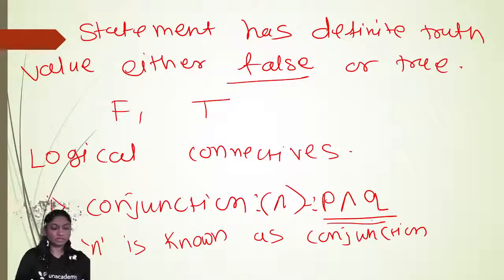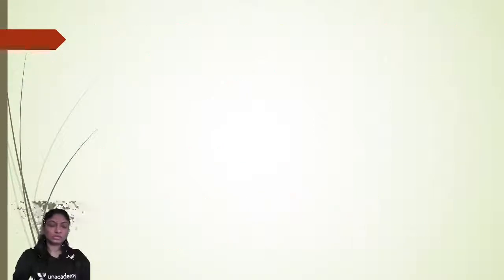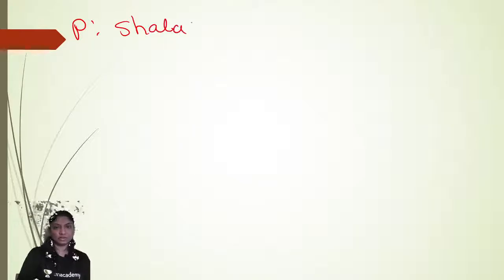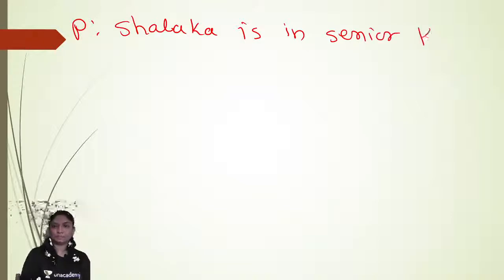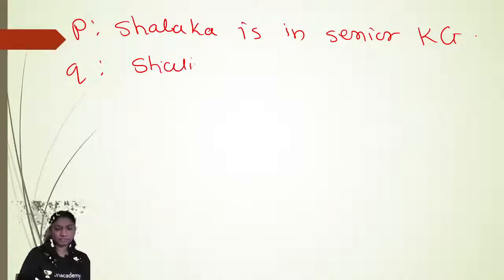Now next we will see the truth values of the conjunction. If two statements are given, what are the truth values of the given conjunction statement? We will see first an example. Suppose P is the statement, Shalaka is in senior KG, and Q is the statement, Shalaka likes drawing.